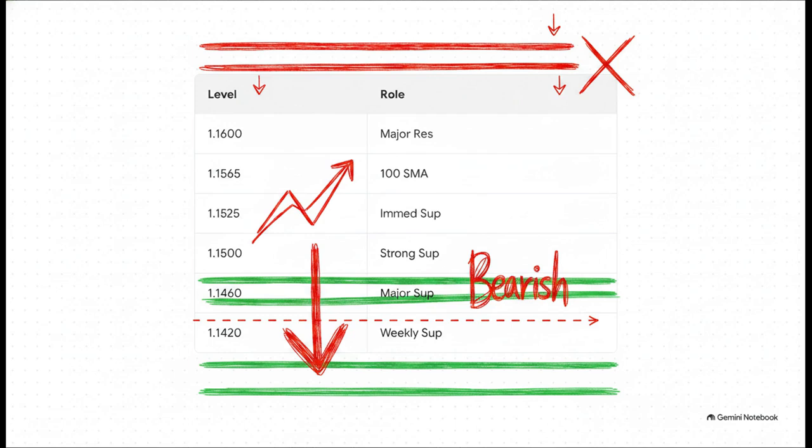Below current prices, we've got immediate support at 1.1525. Below that, strong support sits at 1.1500. The absolutely crucial point here is that if we see a daily close below 1.1500, the weekly bias flips entirely from mildly bullish to distinctly bearish. That would expose a drop to major support at 1.1460 and maybe even down to the weekly support at 1.1420.